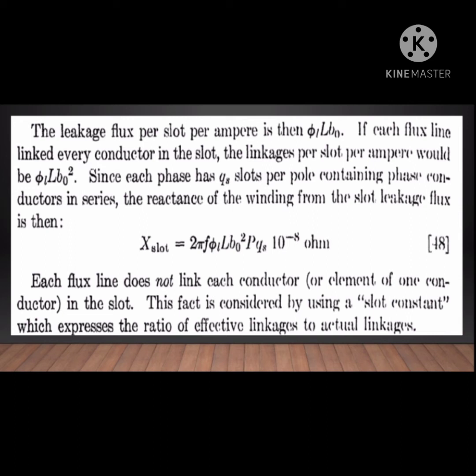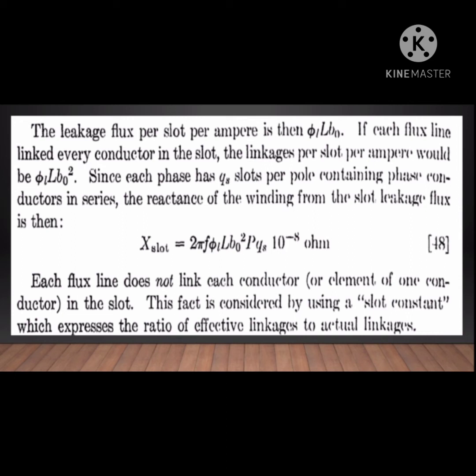So, since each phase has QS, which is the slots per pole containing phase conductor in series, the reactance of the winding for the slot leakage flux is then, so ang magiging formula natin dun sa slot leakage flux ng reactance is equal to 2 pi f times the leakage flux lines per ampere per conductor per inch of slot length times the conductors in series per slot squared times the number of poles times the slots per pole containing phase conductors in series times 10 raised to negative 8.